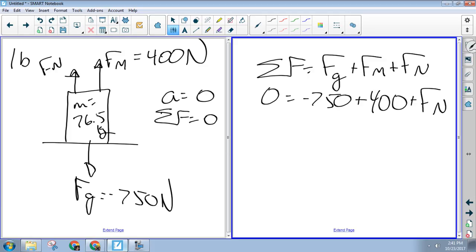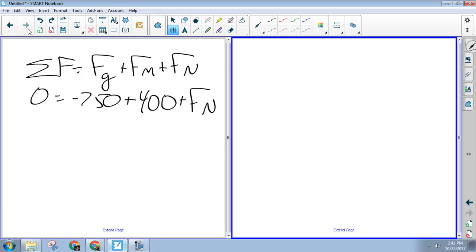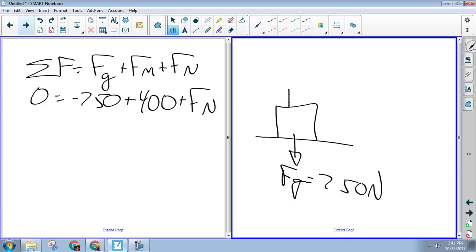So in 1C, real quick, this is going to tie in. In 1C, the idea is your gravity is 750, and the force from the man is 900 newtons. There's no normal force because he's going to succeed in lifting it, right? So you get a net force of 150, and then based on that, you can find your acceleration, right? Everybody good with that? Okay.